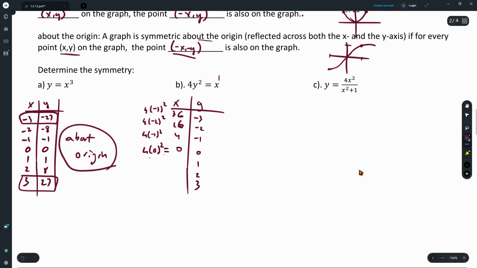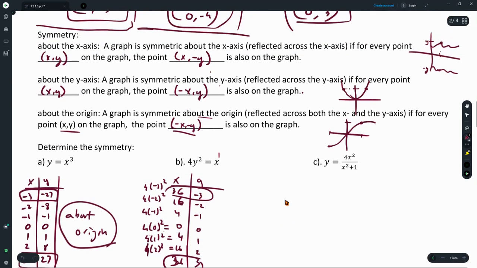Same thing down here. 4 times 1 squared is 4. 4 times 2 squared is 16, and then 36. You see, for these values, the x stays the same, but the y changes sign. So which case is that? X stays the same, but y changes sign. That is the case of the first one, so it is symmetric about the x-axis.